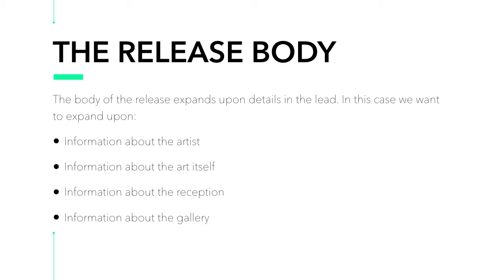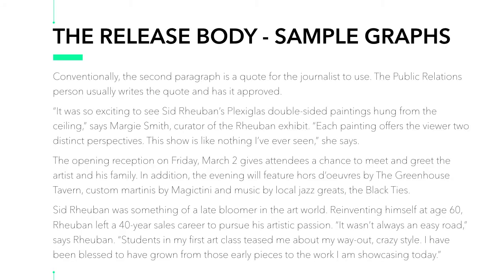Okay, so what do we do to go through the rest of the body here? Well, conventionally, the next paragraph is a quote from the journalist to use. When a journalist writes a story, they're going to have a quote. That's called sourcing. In the best case scenario, you'll send out this news release and they won't actually use the quote for that purpose. They might use the quote as a starting point. They might call the person who gave the quote and do an interview to get their own quotes.